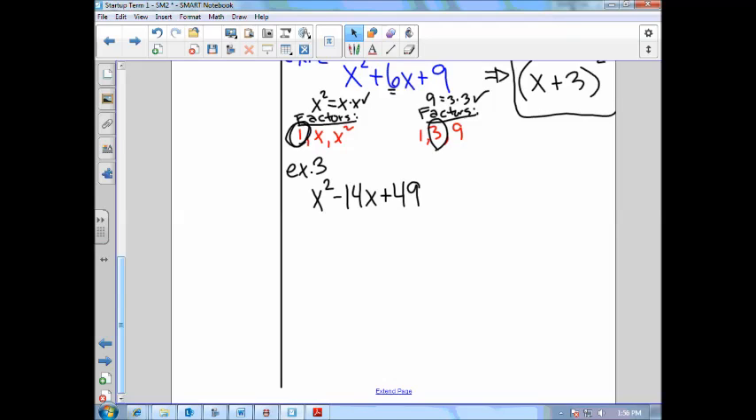This one actually has a little bit of a problem at the end, doesn't it? Did you notice? It's the negative 14 that causes a little bit of a problem, but it's really not that hard if you think about it.